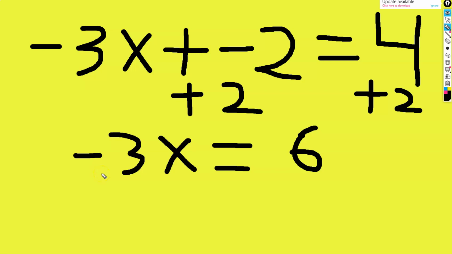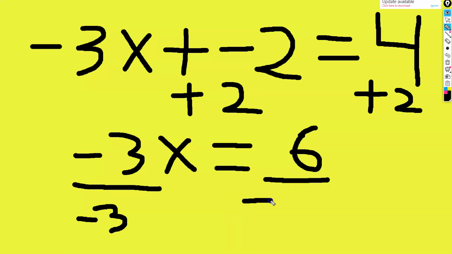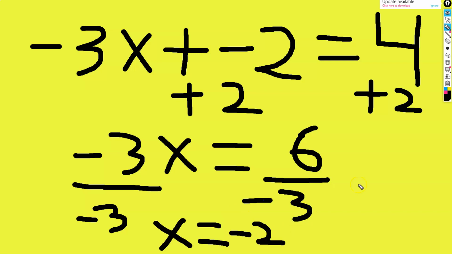This leaves us with -3x equals 6. Now, to get rid of multiplying by -3, I can divide by -3. This leaves me with x equals -2.